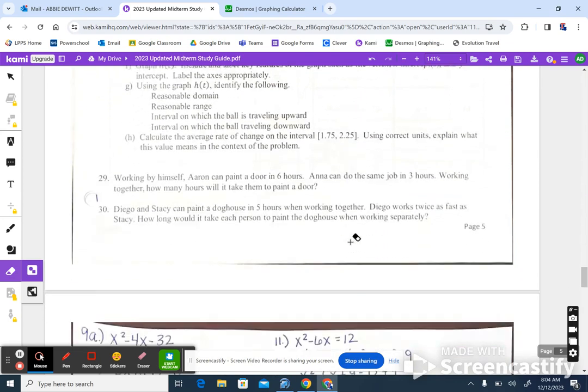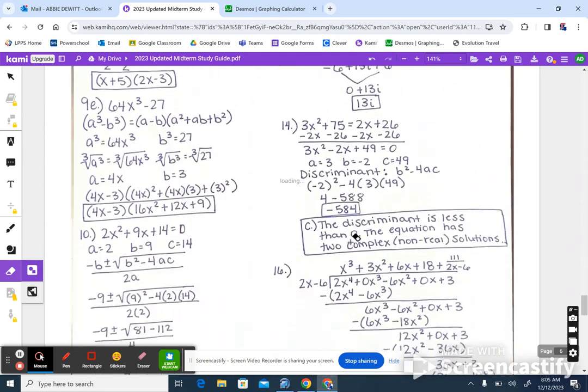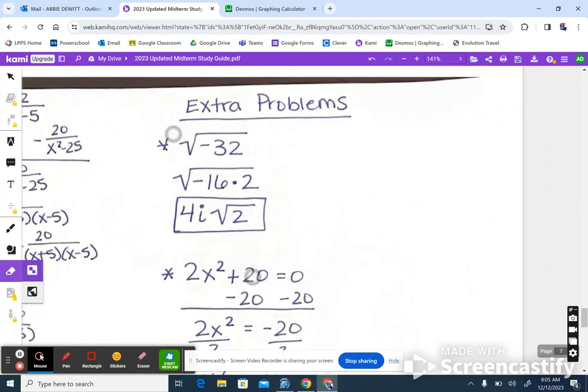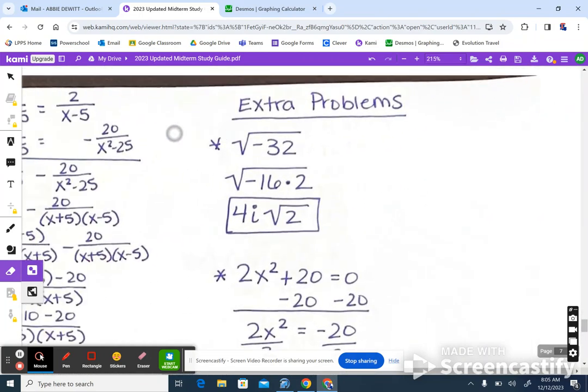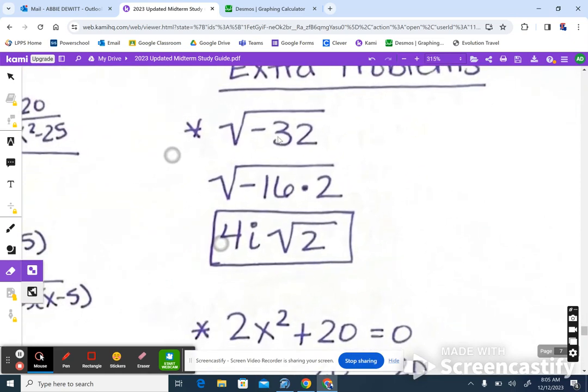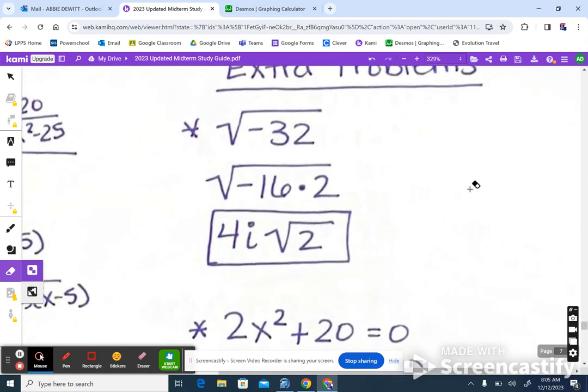Okay, so that covers all your study guide. If you look on the very last page of the notes, I put 2 extra problems because there's 2 problems on your exam that's not covered on your study guide. And they're pretty simple.